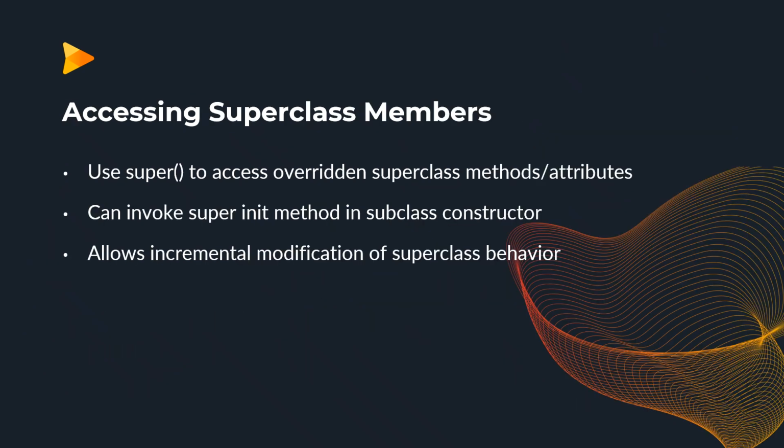Now, accessing superclass members. How can we access superclass or parent class members? We have already seen this in our program. We have used the super method to access the overridden superclass methods or attributes. We are going to see what overriding and overloading are in our further videos. So you can access it with the super keyword. Okay, so now it can invoke the super init method in the subclass constructor. Okay, so now it allows incremental modification. I think this is very advanced, so just ignore it.